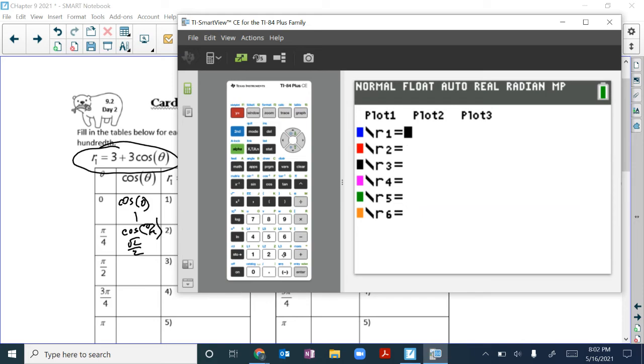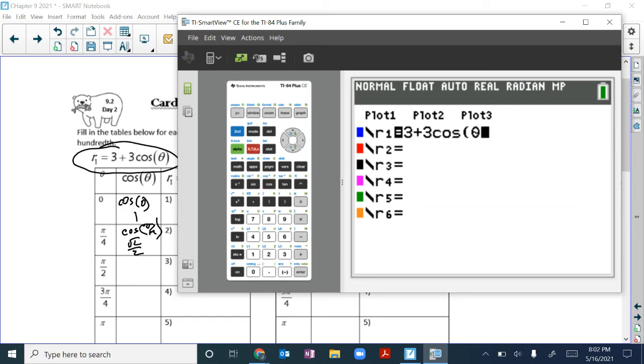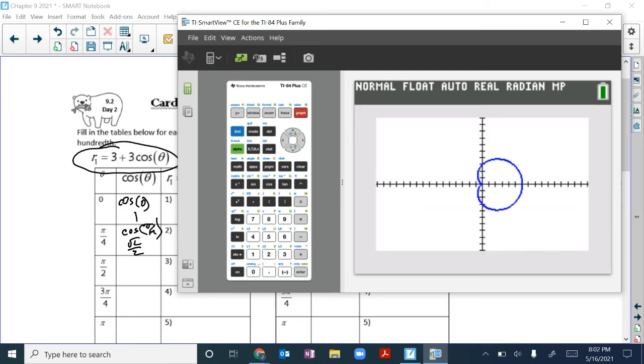So now we can start typing. So 3 plus 3 cosine. And then you'll notice theta. Well, the button that we use normally for x, this one right next to the alpha button, if you read it carefully, it says x comma t comma theta comma n. So depending on what mode your calculator is in, that changes what this button does. So if I hit that button, it puts in theta for me. Okay. Now, if you hit graph, depending on what your window is, you'll see our graph here.